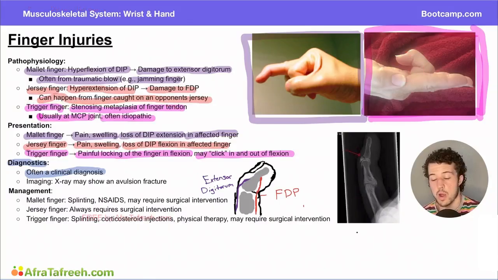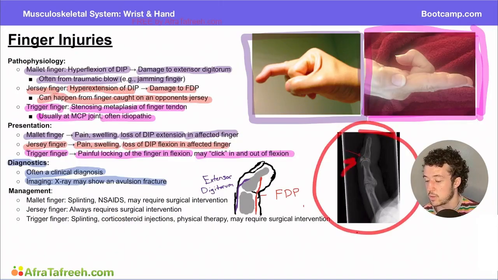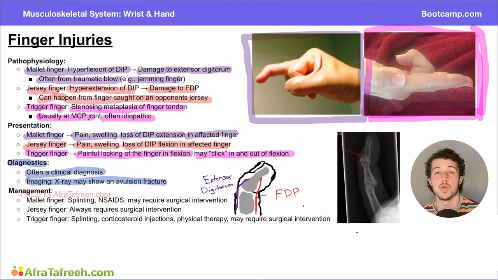In the case that there's trauma, we will also be indicated to get imaging, and X-ray may show an avulsion fracture. Now remember, an avulsion fracture is just when a small chunk of bone becomes removed from the rest of the bone because of the traumatic injury. So if we take a look at this image, we can see that the dorsum of this finger, the thumb, has a small avulsion fracture at the base, which is on the dorsal side.